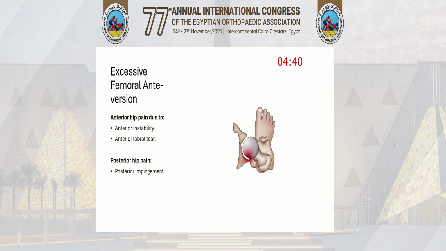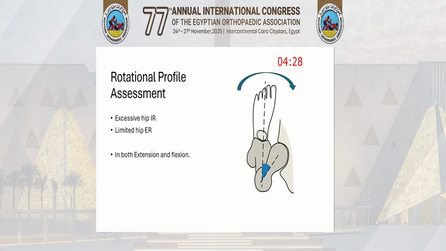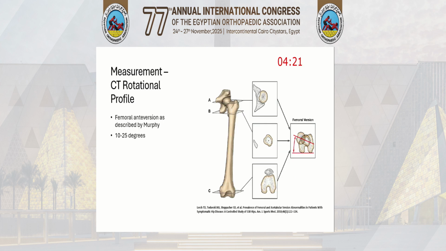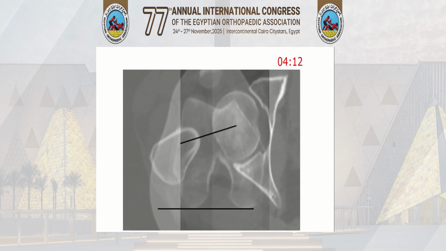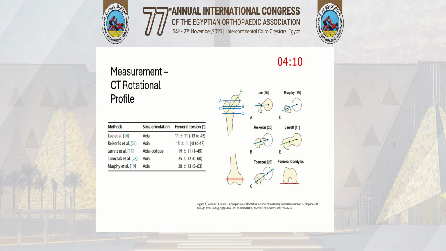Again, excessive femoral anteversion. Excessive femoral anteversion causes hip instability, and patients have to internally rotate their hip while they're walking to compensate for the feeling of anterior instability. We can detect that when examining them by excessive internal rotation and limitation of their external rotation. There are a lot of methods to measure the femoral anteversion. One of them is the Murphy method. This is the most common method. There are different methods, and whichever method you use, that's fine, as long as you know what the normal values are.